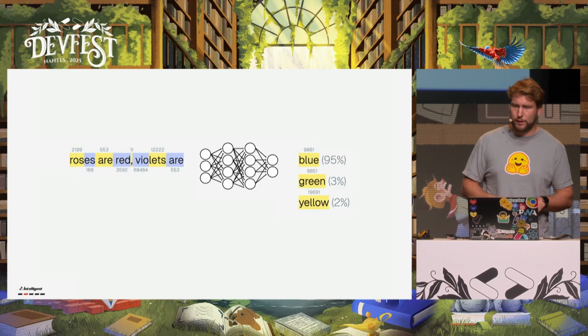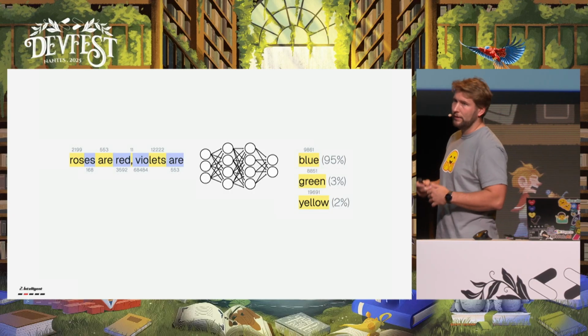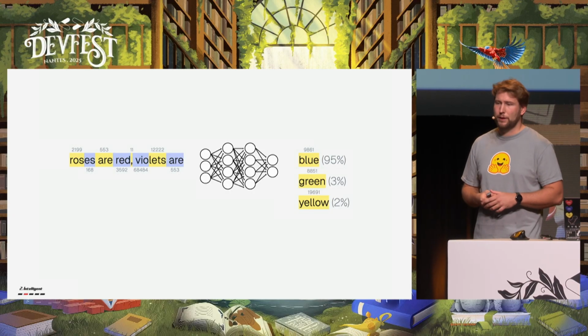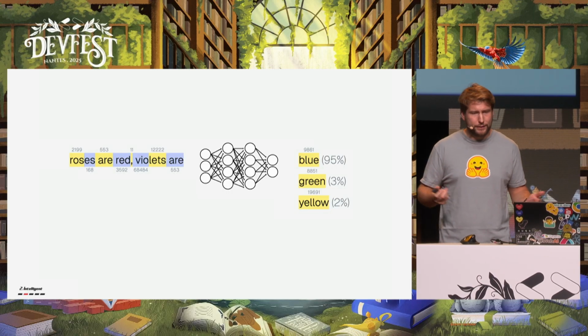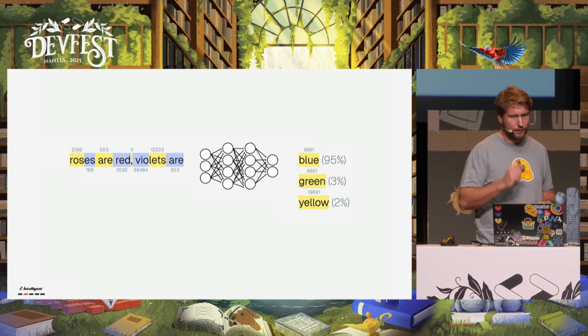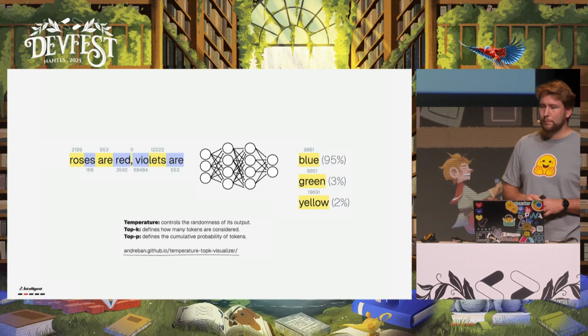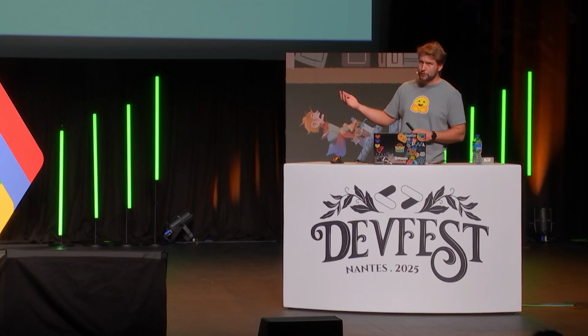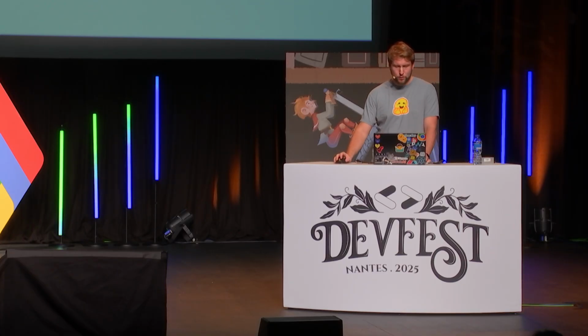So in that case, it's pretty clear it should be blue. And it will not always take the most probable token, because if it would do that, it would generate very boring text. So there is also a little amount of randomness that we can add, and that is the temperature. So the higher the temperature, the more likely it is that it will take one of the lower ranked tokens.